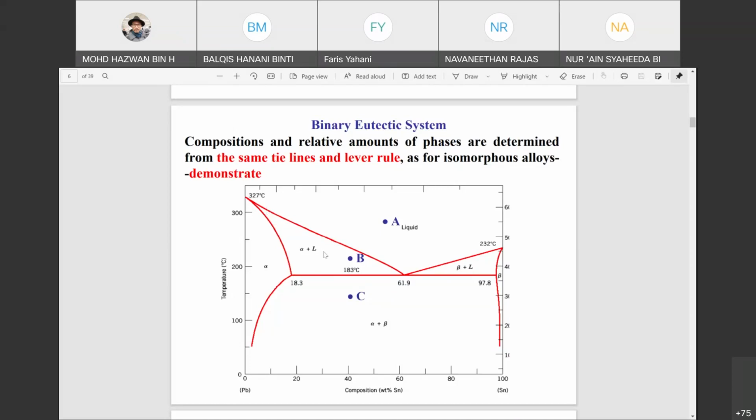Nampak. So dia alpha plus yang dalam triangle tu apa? Fasa apa? What will be the phase? What is the phase? Alpha plus liquid.